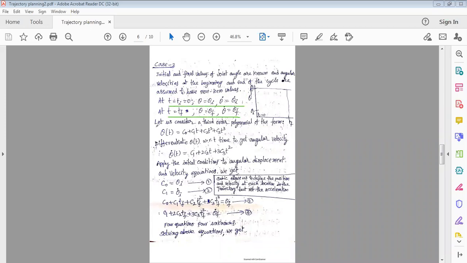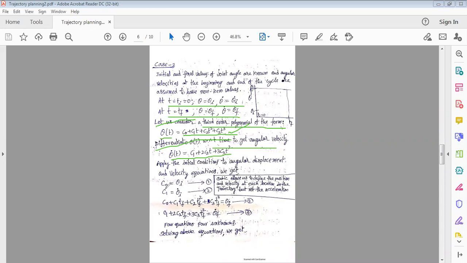So let us consider a third order polynomial function. Again, you take theta of t is equal to c naught plus c1 t plus c2 t square plus c3 t cube. So differentiate with respect to time, so this is the theta dot. Now apply the initial conditions to angular displacement and velocity.